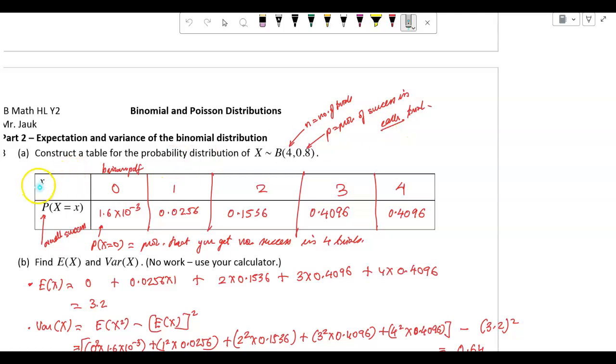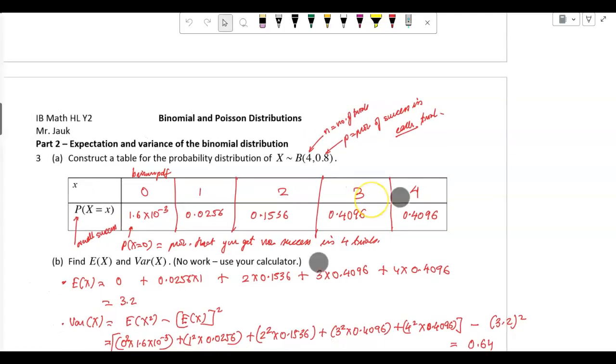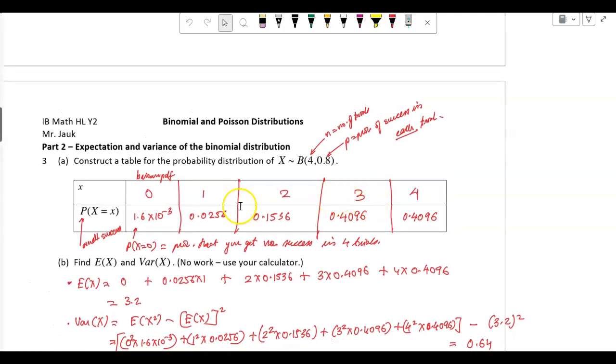Now your X, they've given you 0, 1, 2, 3, 4. What is the question? Construct a table for 4, because the number of trials is 4 over here. The maximum number of trials is 4. In 4 trials, how many successes can you have? You can have no success, 1 success, 2 successes, 3 successes, or 4 successes, and you find a corresponding probability. So you'll use binom PDF using your calculator. You have to remember N, P, and X.